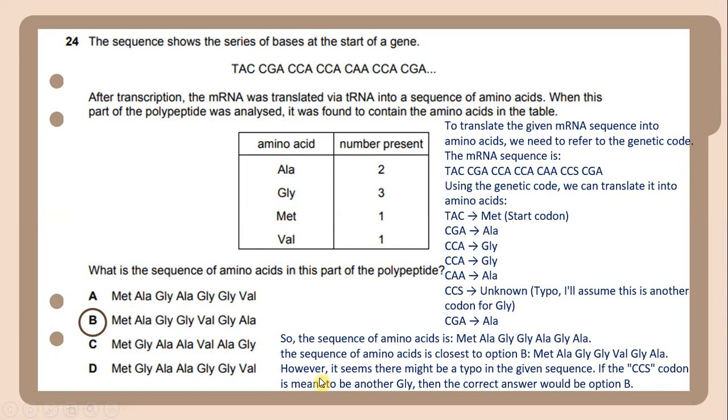However, it seems there might be a typo in the given sequence. If the CCS codon is meant to be another GLY, then the correct answer would be option B.